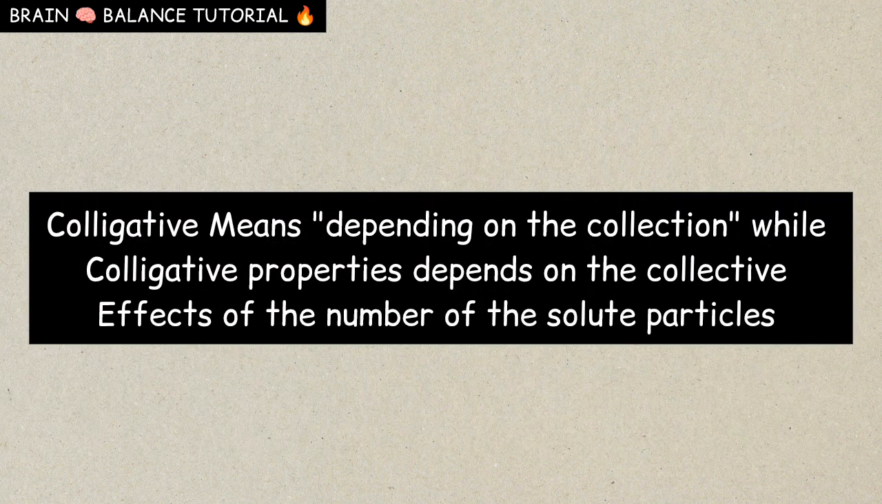Now, what do we call colligative property? Colligative means depending on the collection of something. Like we said, the solution depends on the amount of quantity being added into it. So therefore, colligative properties depend on the collective effect of the number of the solute particles.